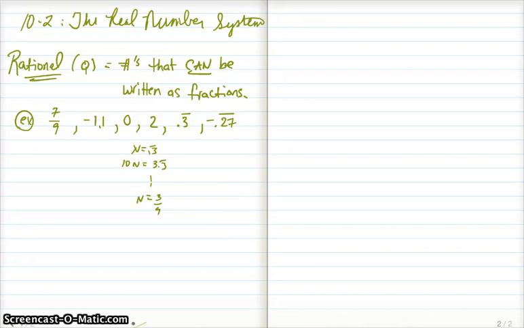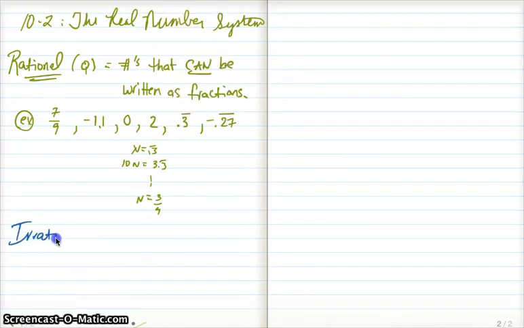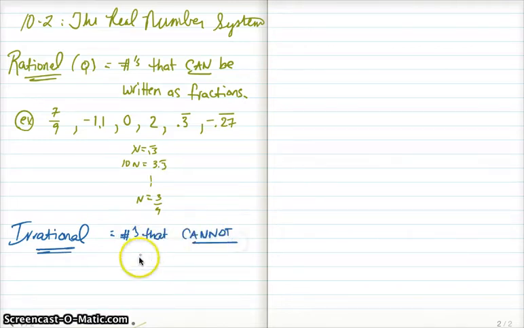So rational numbers, most of the numbers we work with. Irrational numbers are numbers that cannot be written as a fraction, and they don't include a whole lot of numbers that you will be working with now. So irrational numbers are the opposite, numbers that cannot be written as a fraction.